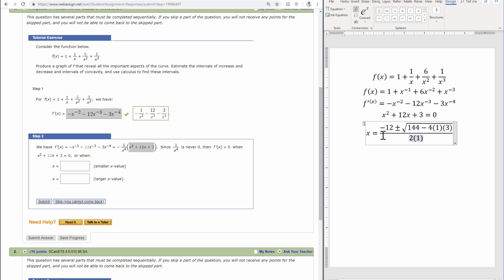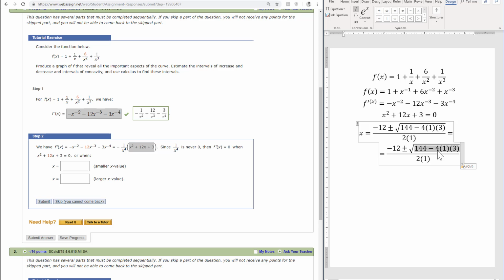So let's see if we can simplify. I suppose we can write this down. Well, we have to identify the larger and smaller values. So there's a plus and a minus. I'm assuming the smaller value is the one with a minus, and then the larger value is the one with a plus. So let's see if we can work this out and simplify it a little bit, because definitely this thing under a square root can be simplified.